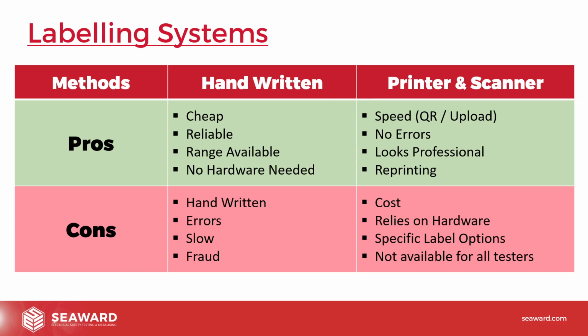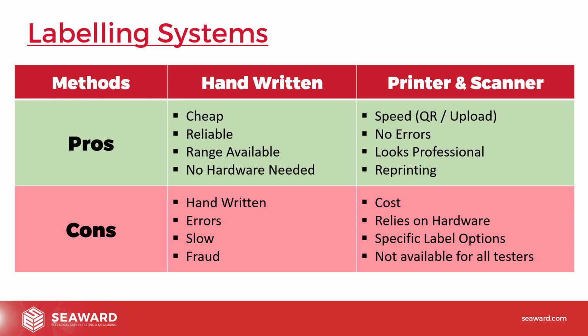Now, if we contrast that with actually using a printer and scanner setup like the Seaward systems, one of the big pros for it is the speed. So speed of printing, for one thing. Effectively you press print and out comes the label pretty much straight away. So it is quicker than being handwritten. But also, one of the things now with our QR code system, and also with the normal Code 39 barcodes, is the speed of retest.